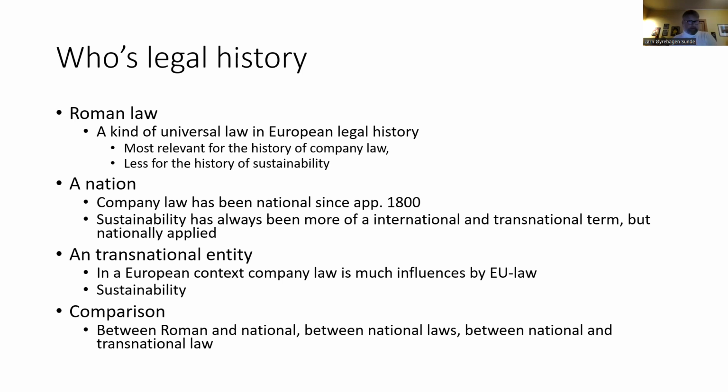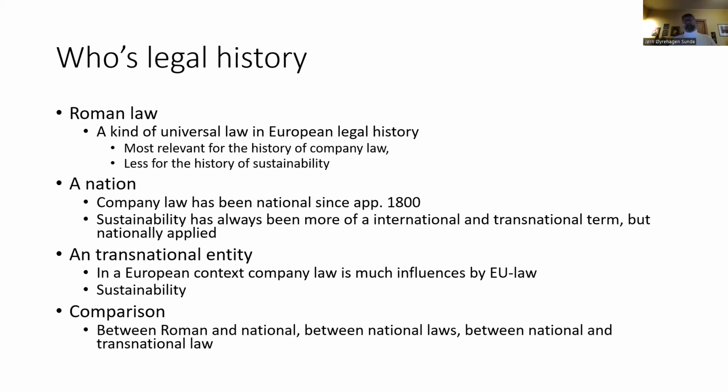What is more natural, I would assume, is to write the history of the company law of your nation, whether that is the longue durée or the immediate legal history, because company law was nationalized approximately 1800. Before that, company law was, to a great extent, fairly transnational or international. Sustainability, though, has always been a part of the international, more transnational set of norms. But company law can very easily be tied to a nation's legal history.